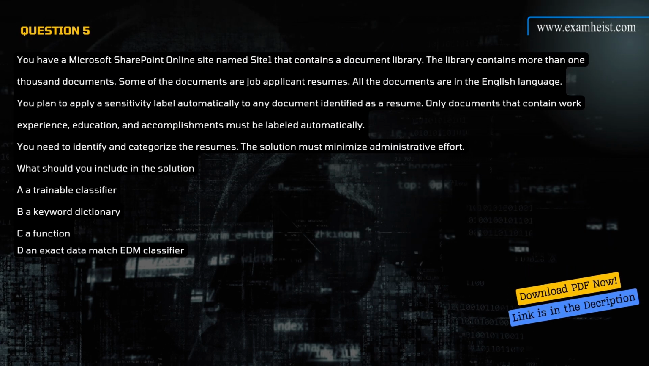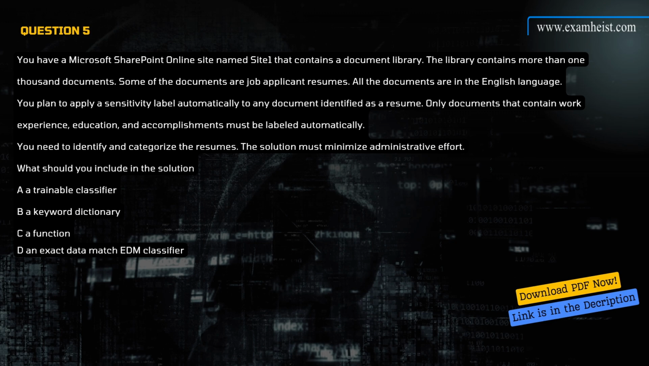Question 5. You have a Microsoft SharePoint Online site named Site 1 that contains a document library. The library contains more than 1,000 documents. Some of the documents are job applicant resumes. All the documents are in the English language. You plan to apply a sensitivity label automatically to any document identified as a resume. Only documents that contain work experience, education, and accomplishments must be labeled automatically. You need to identify and categorize the resumes. The solution must minimize administrative effort. What should you include in the solution?